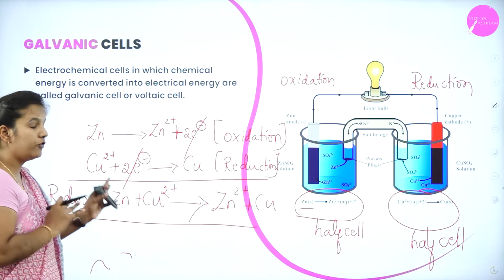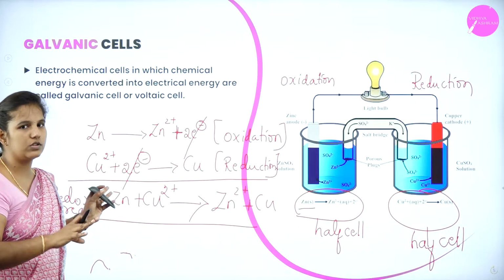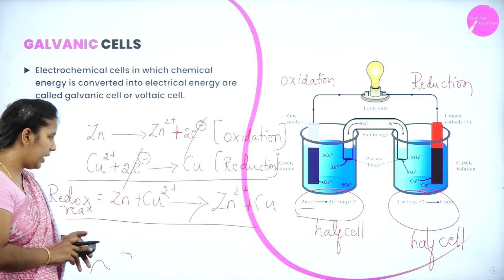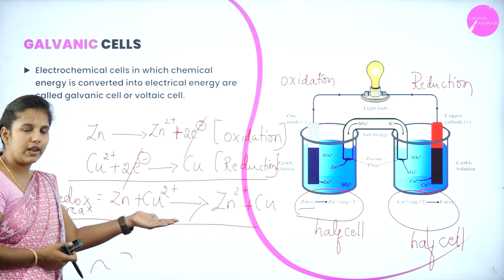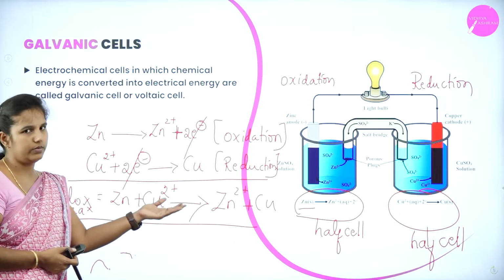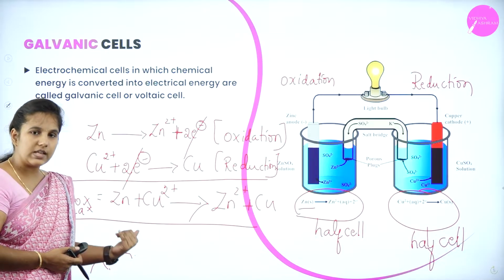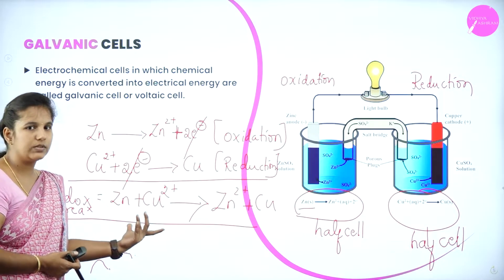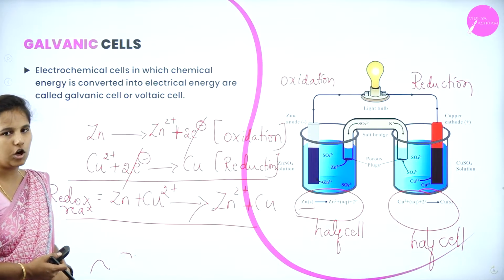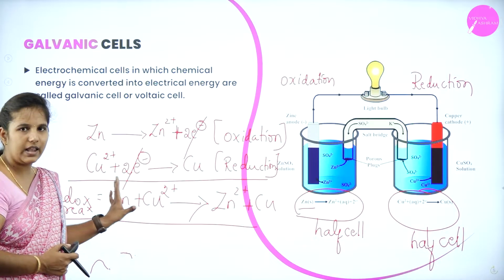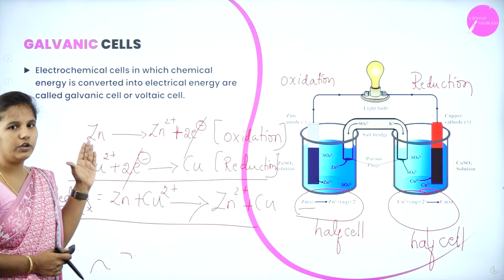This kind of overall writing of the reaction is also known as a redox reaction, where the zinc loses its 2 electrons and gets oxidized to Zn2+, whereas the Cu2+ accepts the electrons released from the zinc and gets reduced to copper. So this is the entire cell equation for the galvanic cell.